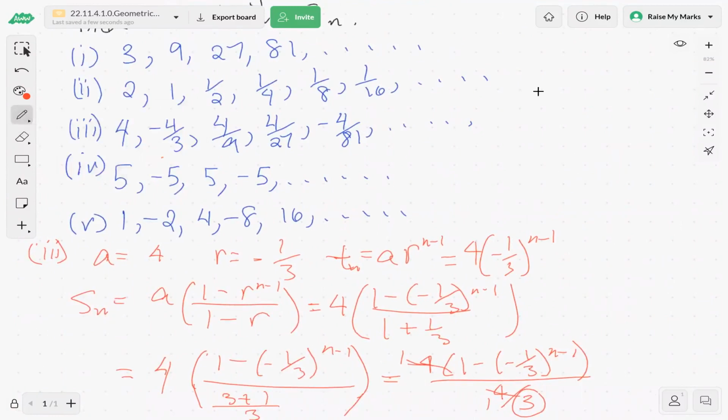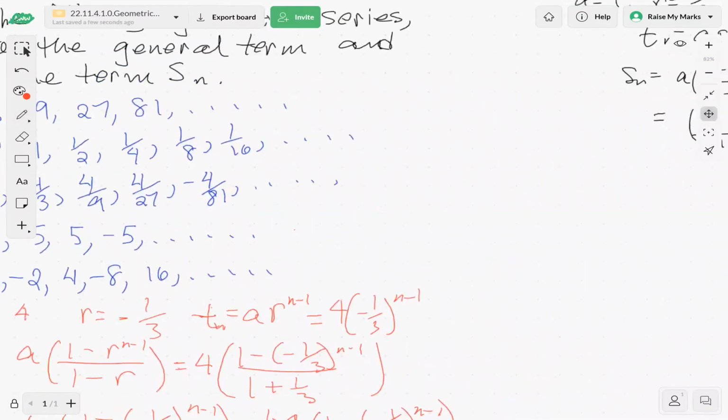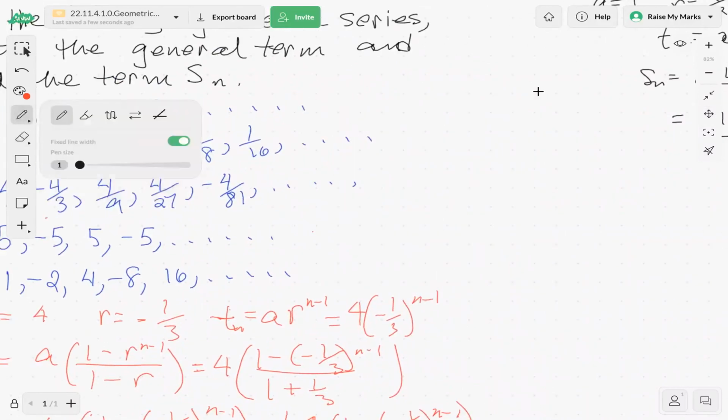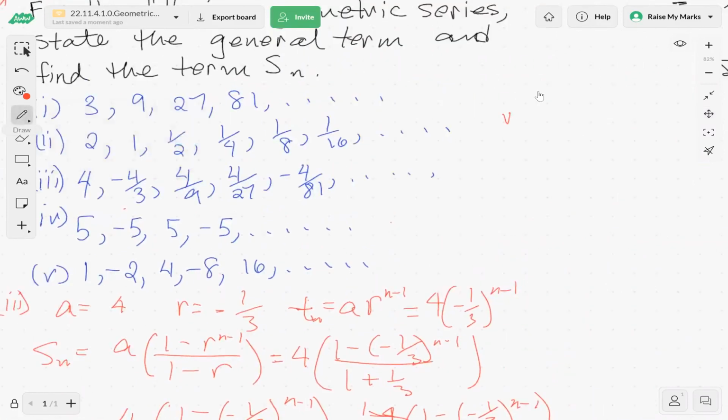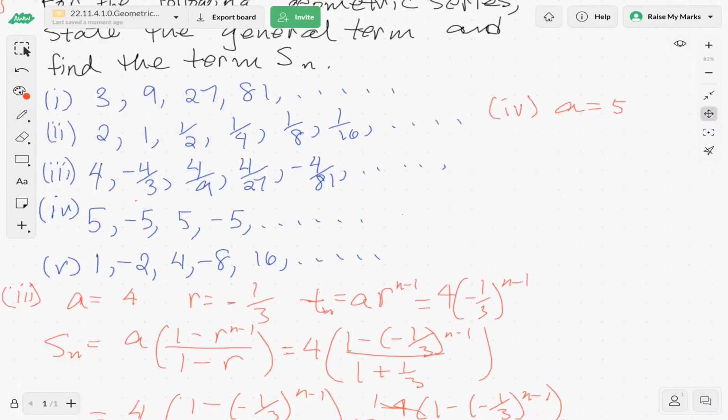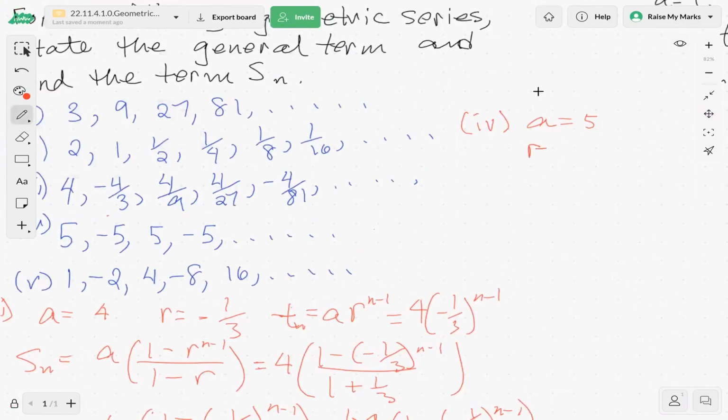Okay, so for this sequence, this one's interesting: 5, negative 5, 5, negative 5. Looks like it just alternates. So let's see if we have some room here. I think we do. So what are we at? Number 4. The first term is 5, our initial term. Our r value is actually negative 1. So our general term is a r to the power n minus 1, or 5 times negative 1 to the power n minus 1.